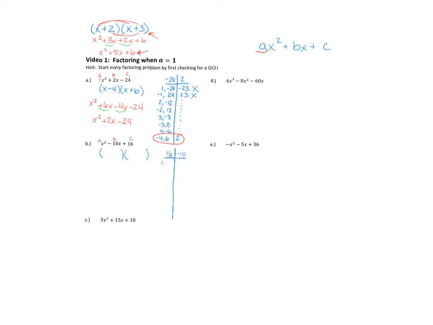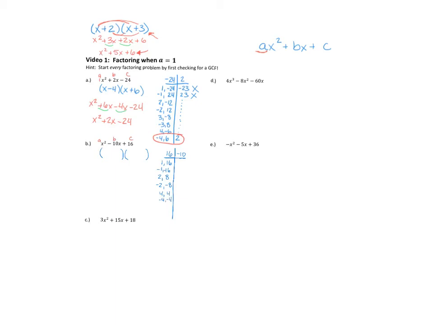So again, I come in here and start listing factors of 16. Now in this case, since 16 is positive, it means that either both my factors are positive or both my factors are negative, because a negative times a negative will also give me a positive answer. So I could have positive 2 and positive 8, or negative 2 and negative 8, or positive 4 and positive 4, or negative 4 and negative 4.